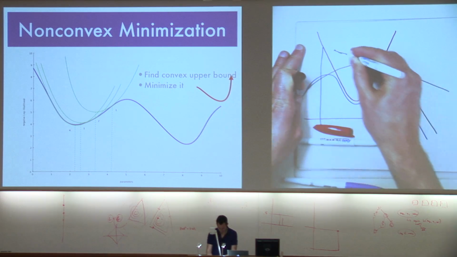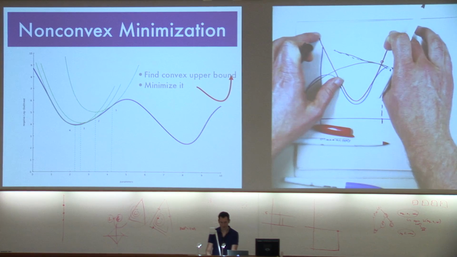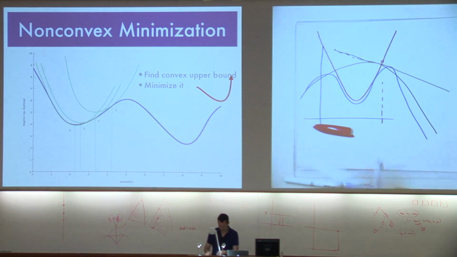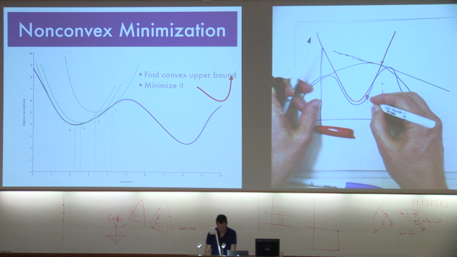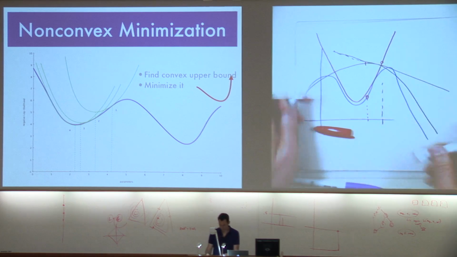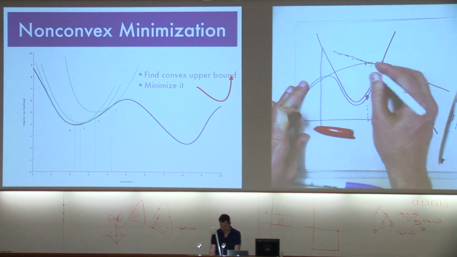Now, I basically minimize that black tangent plus the red function. Okay, so I end up maybe here, shifting everything a little bit to the right. So now at this new location, I recompute my upper bound. It's going to be tighter.